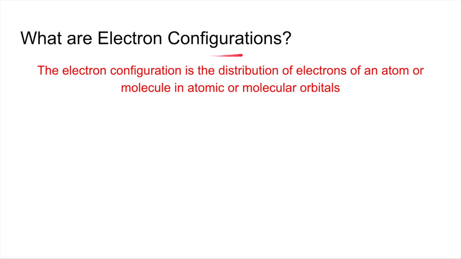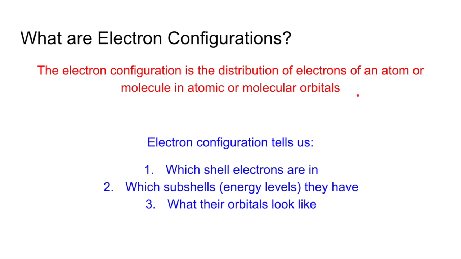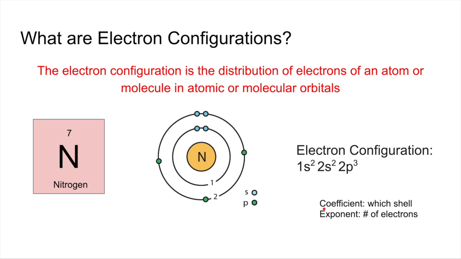So now that we know what orbitals are, let's go back to the central question. What are electron configurations? Let's look at this definition again. The electron configuration is the distribution of electrons of an atom or molecule in atomic or molecular orbitals. So basically, the electron configuration tells us which shells electrons are in, which subshells or energy levels they have, and what their orbitals could look like. So let's look at a visual. Here we have nitrogen. Nitrogen has an atomic number of 7, which means it has 7 electrons. Here is a simplified diagram of nitrogen, and we see it has 2 shells.